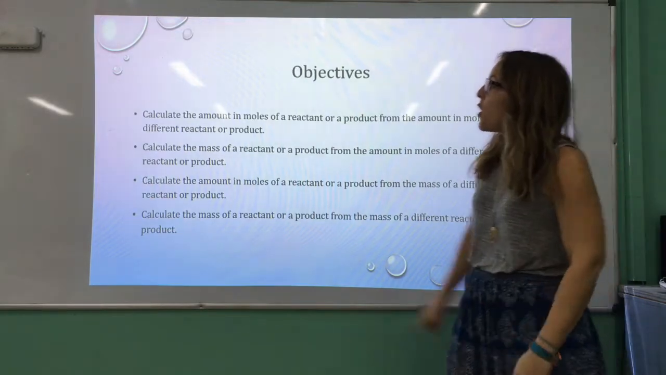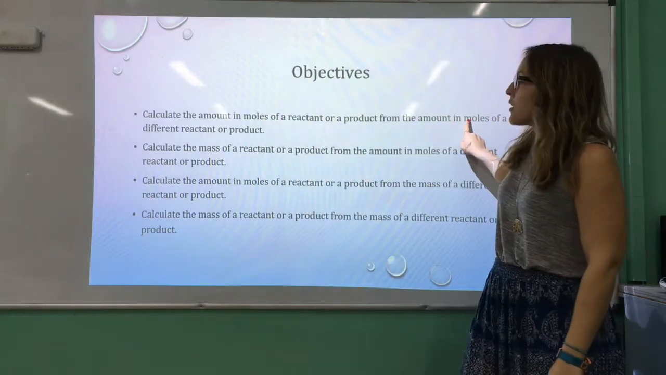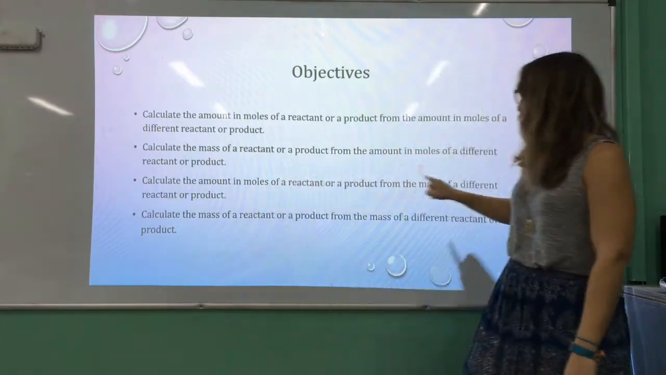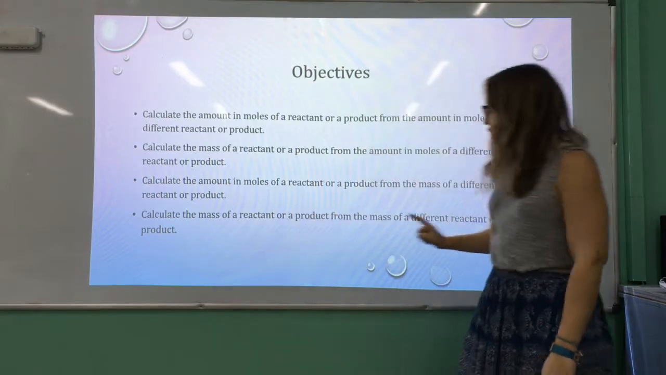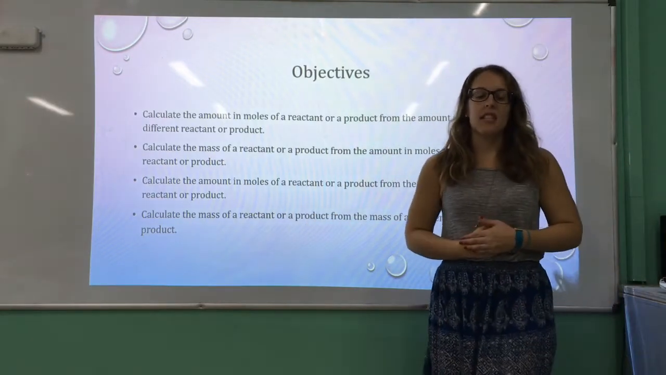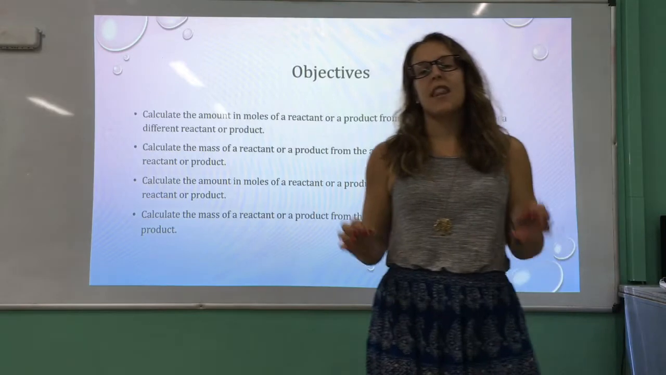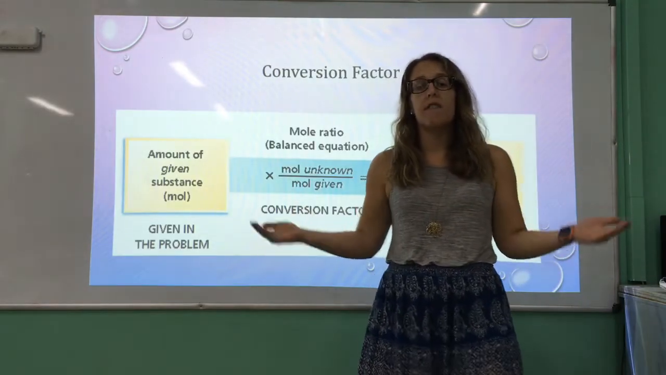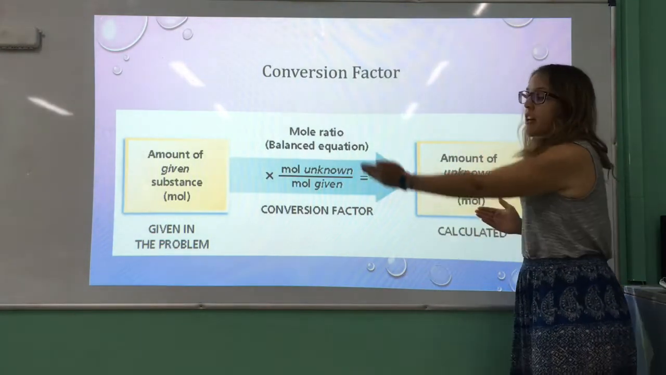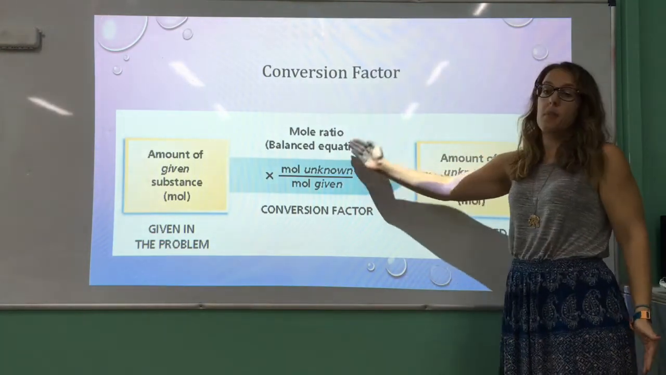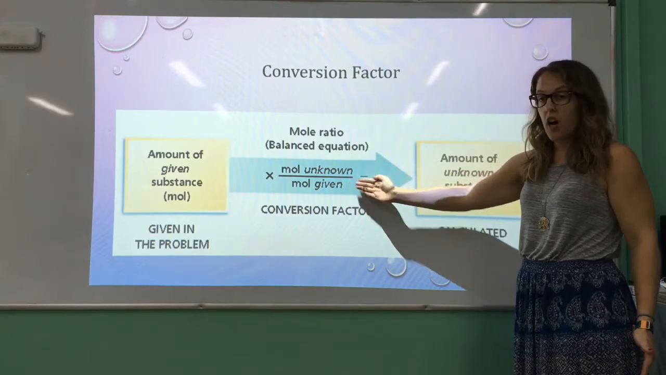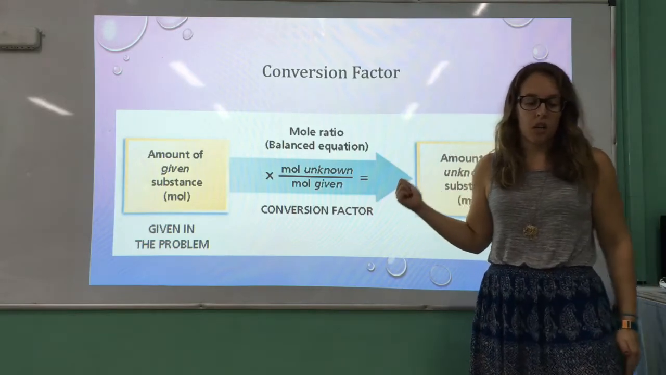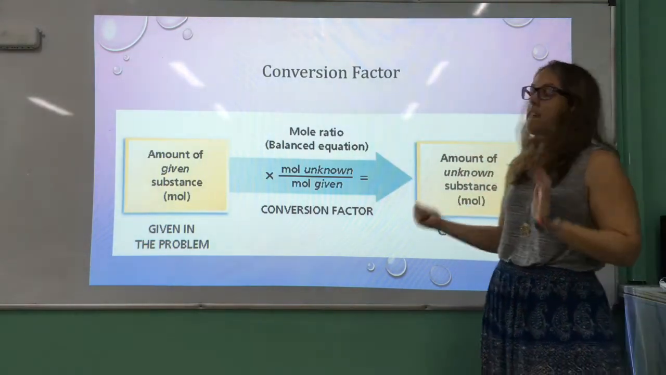So you will be able to go from moles to moles, from grams to moles, from moles to grams, and from grams to grams. So after this section, you guys, I have full faith that you will be able to do this. So once again, we talked about a conversion factor. Here, if we are given moles, we can use the mole to mole ratio to find the moles. This is in your book on page 288 if you need it.